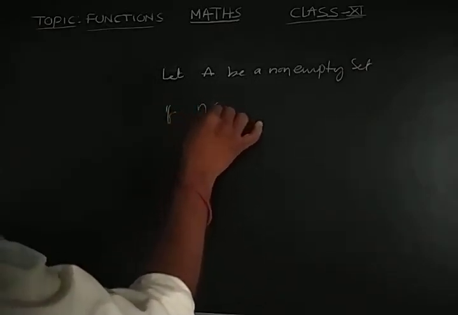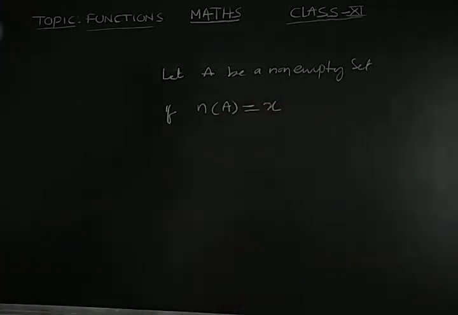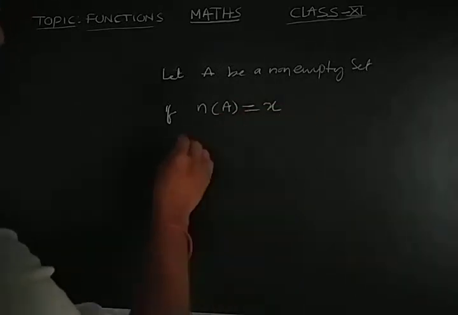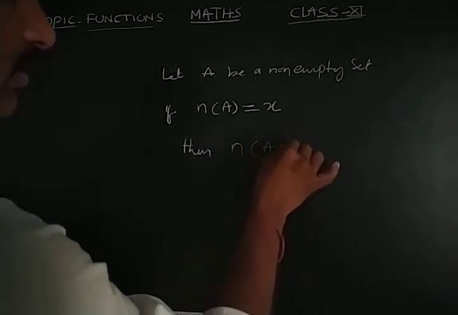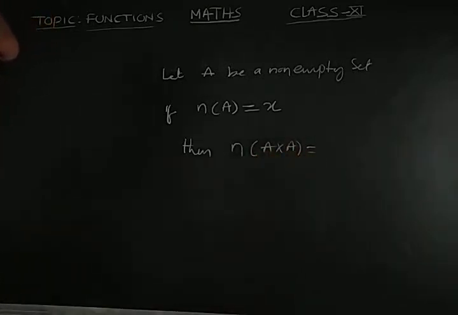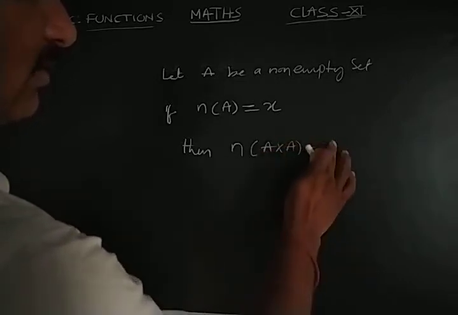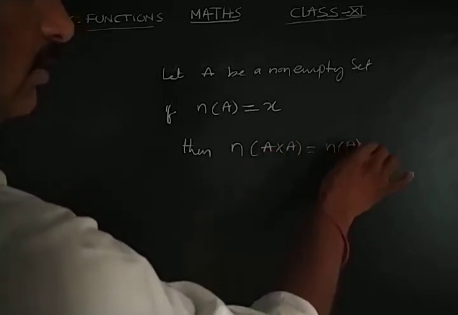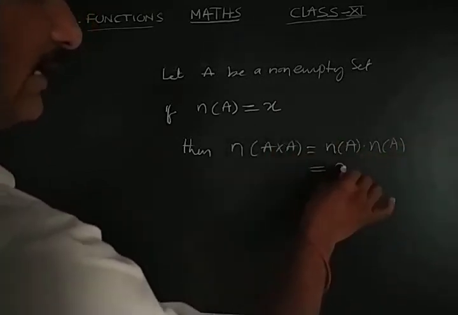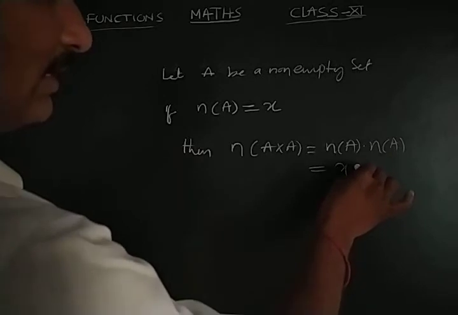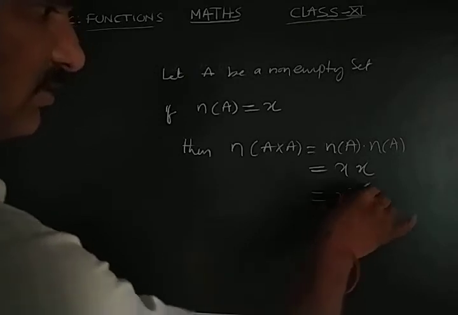If you know the number of elements in capital A, suppose the number of elements in capital A is x. If the number of elements in A is x, then in the Cartesian product A cross A, how many elements exist? The formula is the number of elements in A into the number of elements in the second set A. That is x into x, so x square.